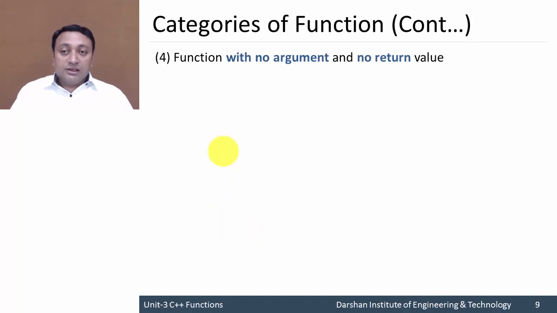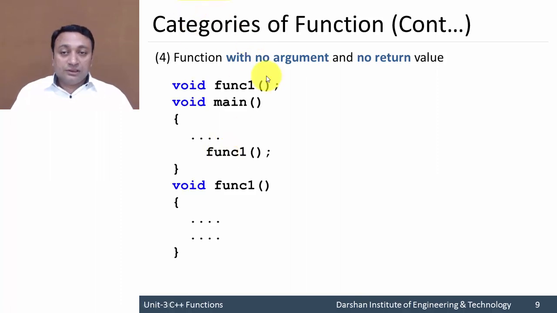Fourth category, function with no argument and no return value. Here is the function having no argument, no return value, that's why here the return is void. Function 1 is called, statements executed, and control returns to the function 1.